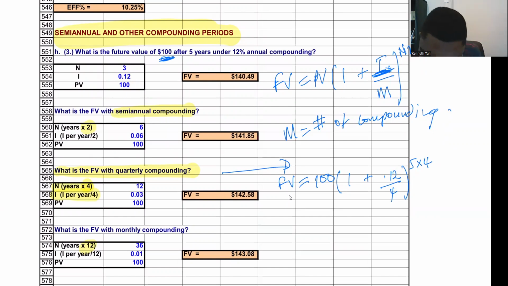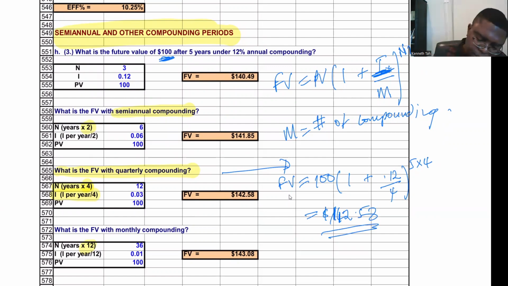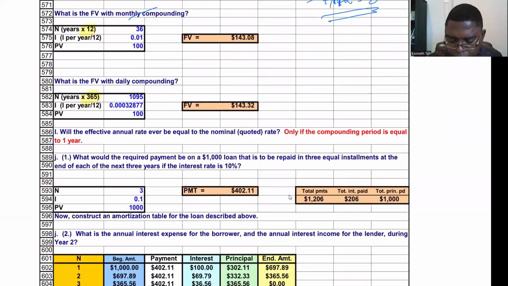5 times 4. And if we flush this out, we are going to have 1.142.58. Okay. So that's how we make this adjustment. If it's monthly, we make similar adjustments. Semi-annually, we make adjustment likewise.